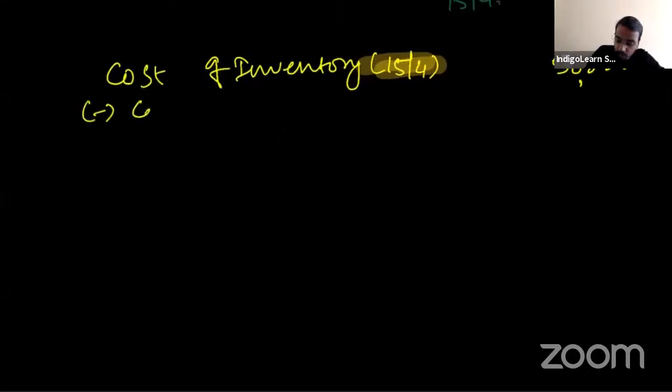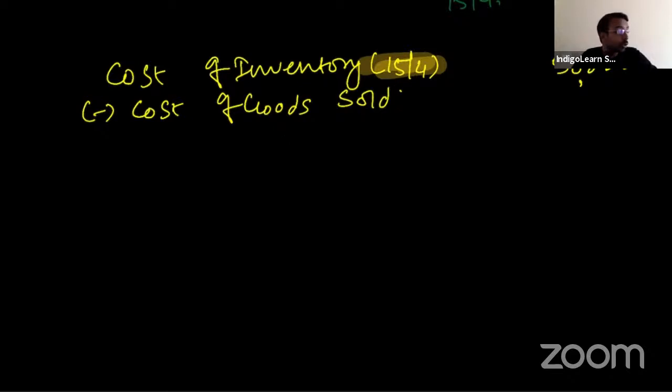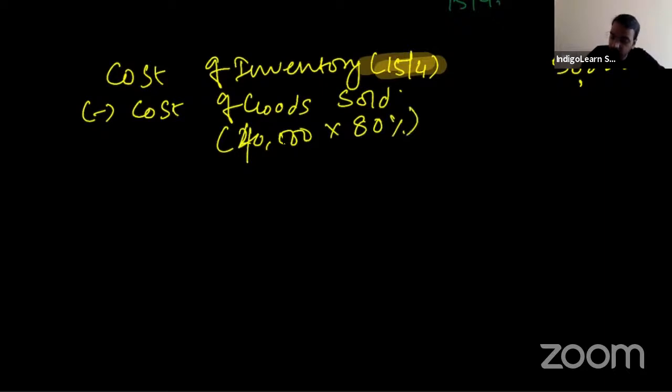Cost of goods sold. Now, cost of goods sold, how do we compute that? Sorry, 40,000 is the sales value. 20% is the gross profit. What will be the cost? Cost will be 80%. So 40,000 multiplied by 80%, 32,000.